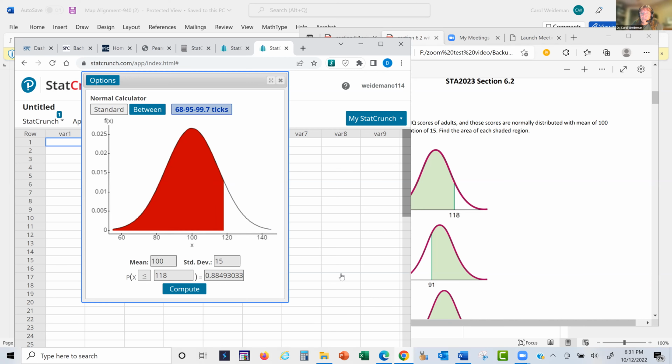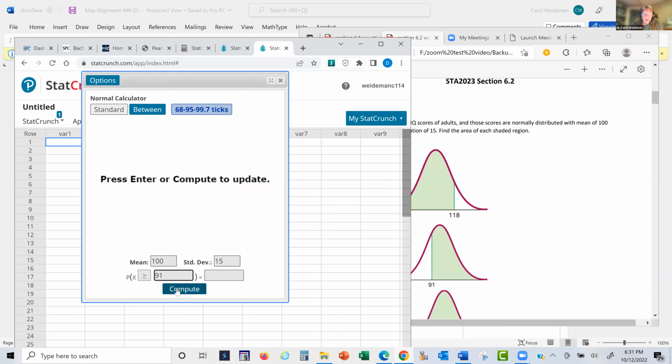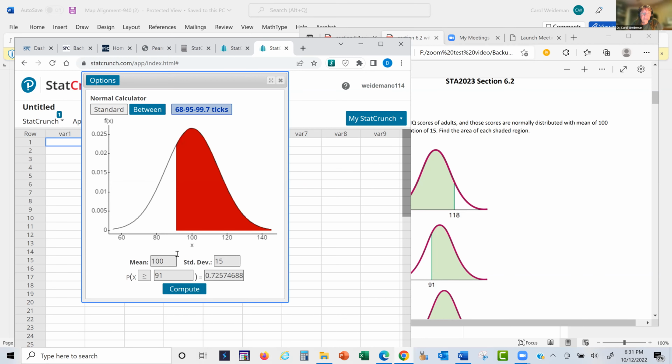And then let's go greater than 91. So we're going to change this to greater than or equal to, and we're going to put in the 91 IQ score and compute. And so now we've got the probability a randomly selected adult has an IQ score above 91 is 0.7257.